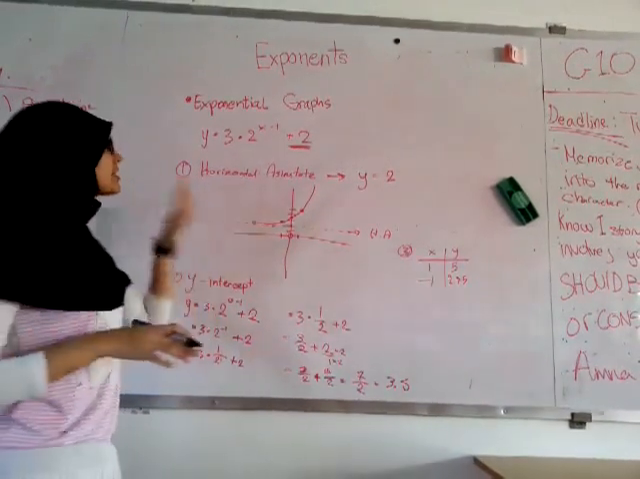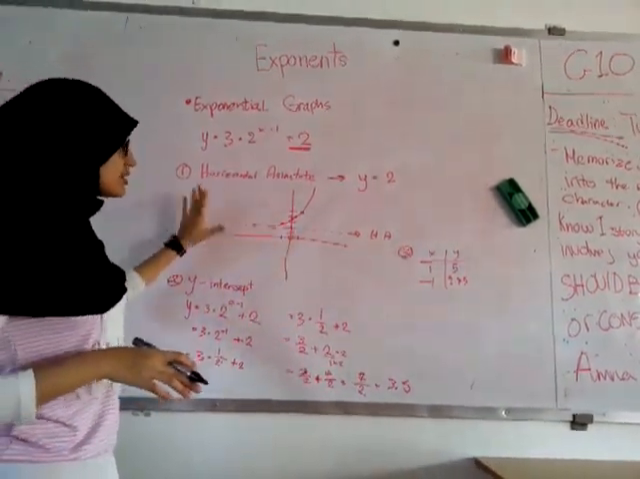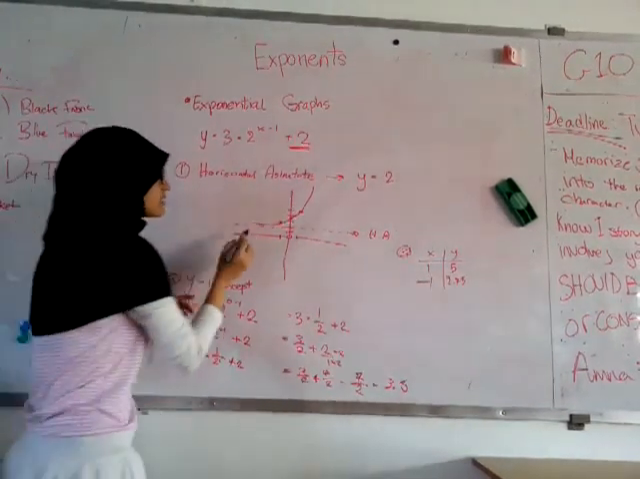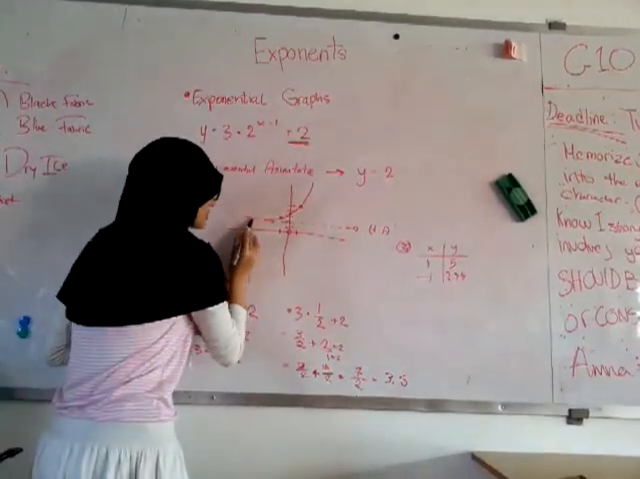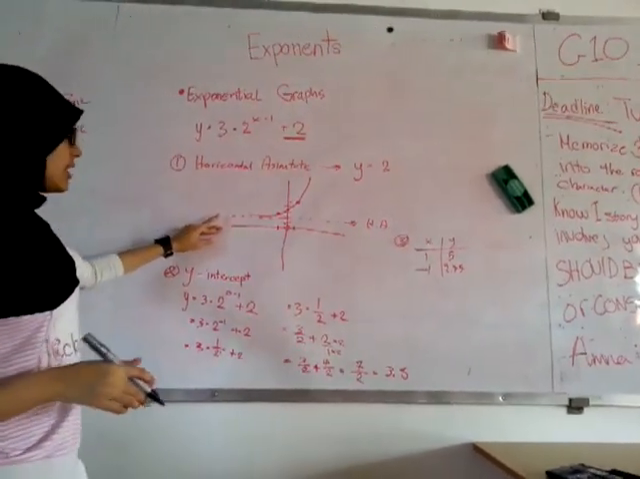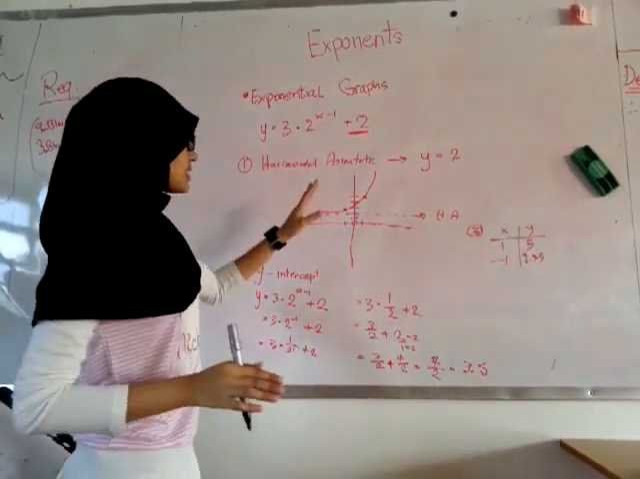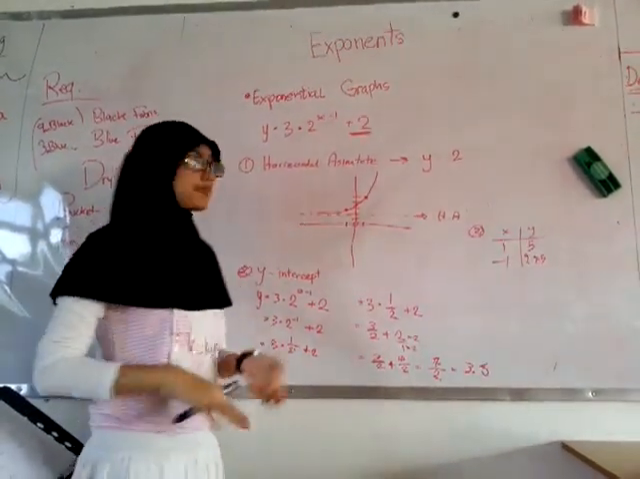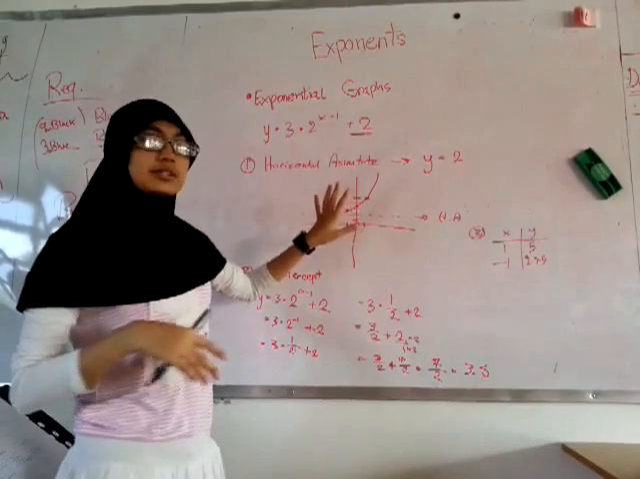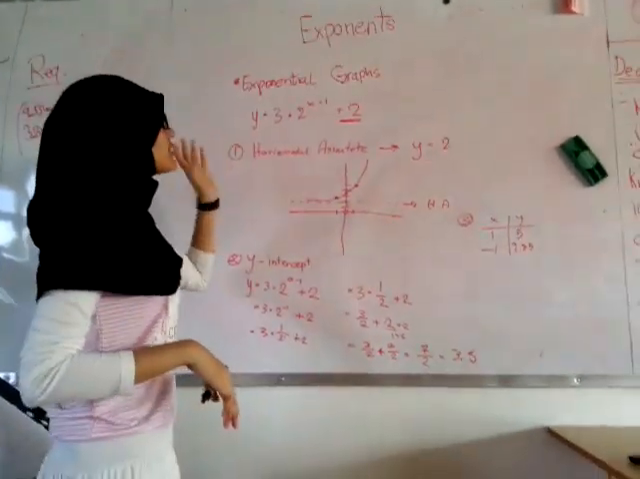The graph of an exponential graph is like this. The line is always going to go very near to the horizontal asymptote or the main line. It will go very, very close, but never touching the line. And it doesn't need to be a perfect curve, but it's going to come out similar to this one. So that's how you graph an exponential graph.